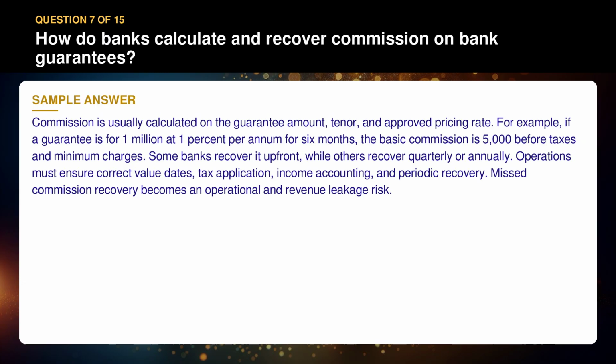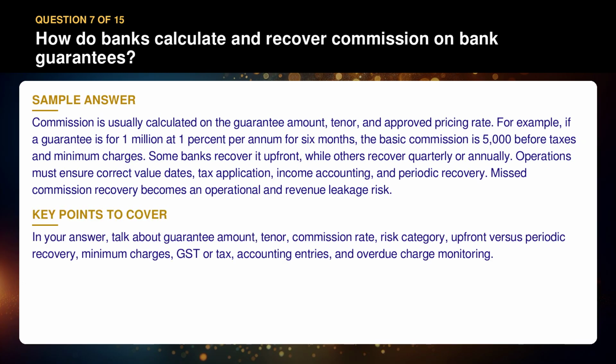Some banks recover it upfront, while others recover quarterly or annually. Operations must ensure correct value dates, tax application, income accounting, and periodic recovery. Missed commission recovery becomes an operational and revenue leakage risk. In your answer, talk about guarantee amount, tenor, commission rate, risk category, upfront versus periodic recovery, minimum charges, GST or tax, accounting entries, and overdue charge monitoring.